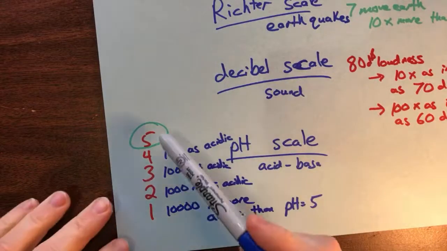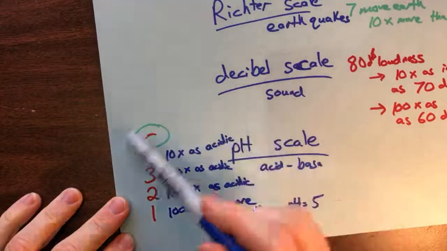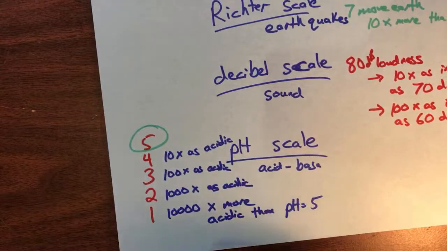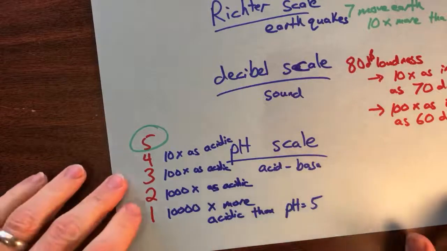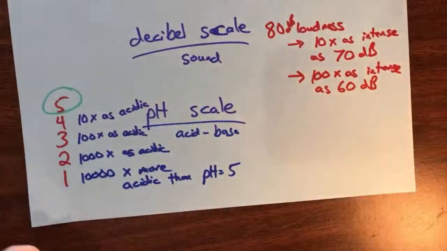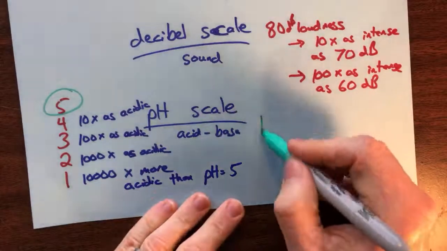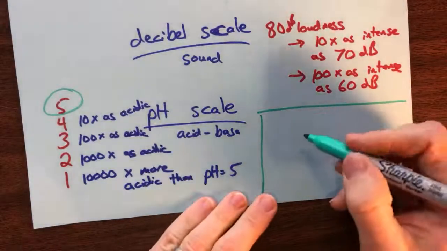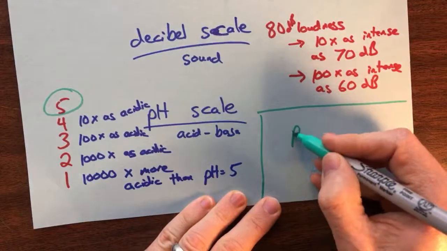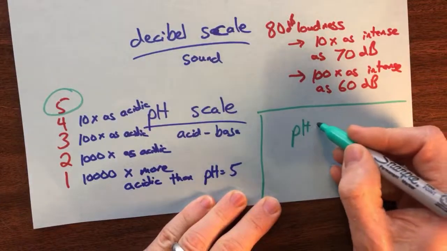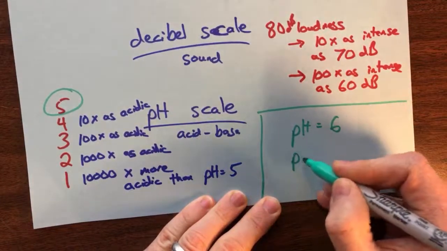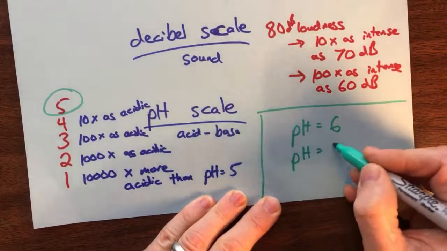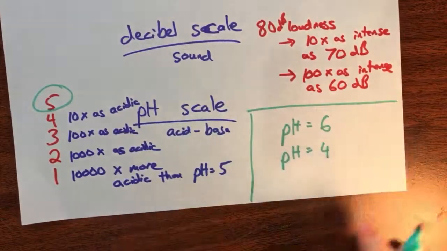And I do expect you guys to be able to do this for pH. And so I can tell you any random 2 pH values, right? Let's even do it right now. Let's compare 2 pH values, and I want you to tell me how many times more acidic one is than the other. So let's say we have a pH of 6 and we have a pH of 4. Well, first of all, which one's more acidic?